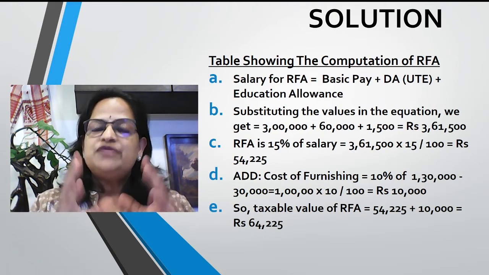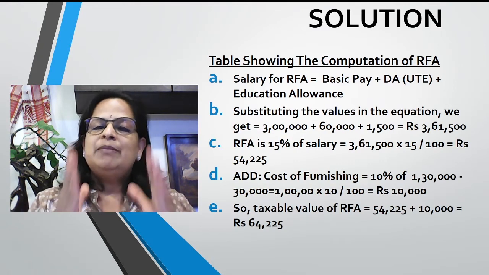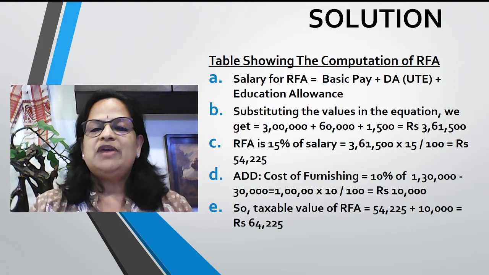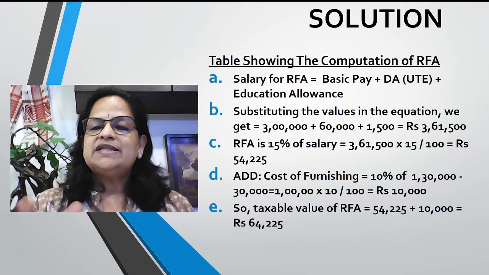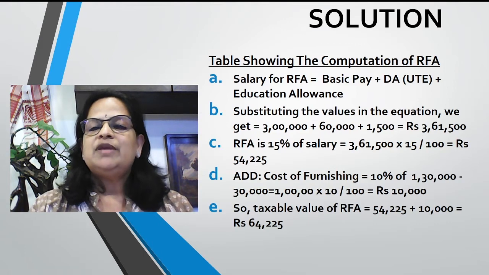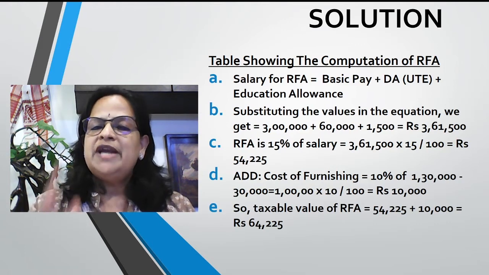Now RFA is 15% of salary because the place of work is Mumbai and the population is about 25 lakhs. So 15% of salary will be taxable. So 3,61,500 into 15 by 100, value is 54,225. Now cost of furnishing, already I have explained, 1,30,000 is the amount.